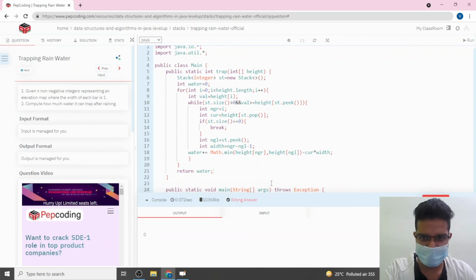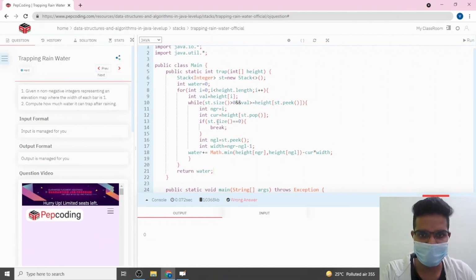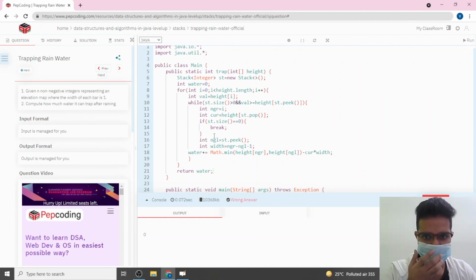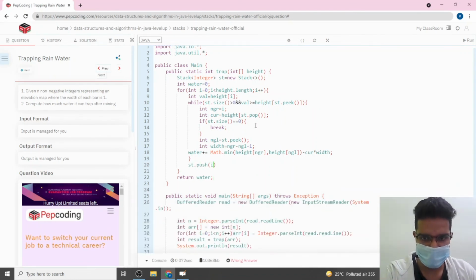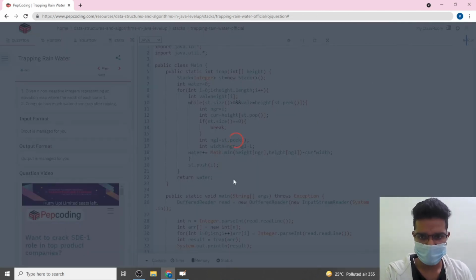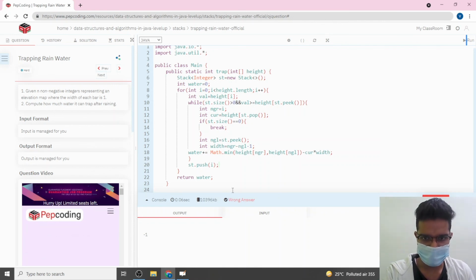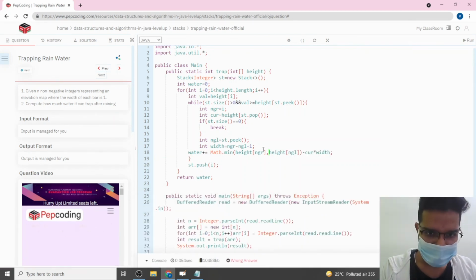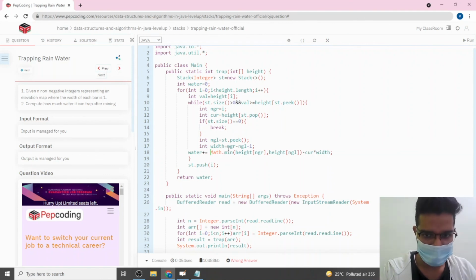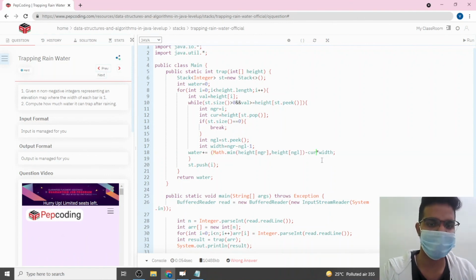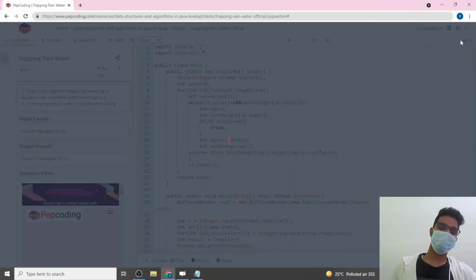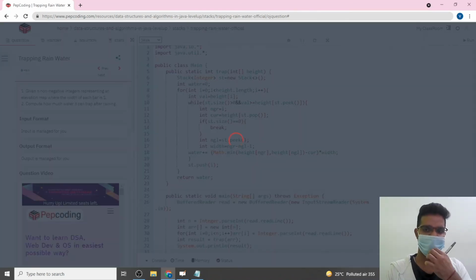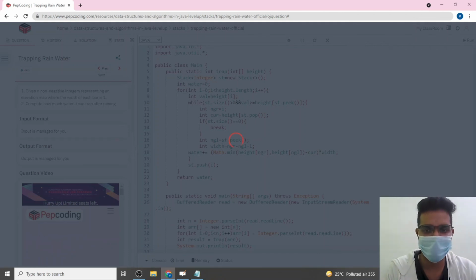Wrong answer. Let's see why. Okay, we have not pushed the element. Of course, we have to push the element. So here st.push(i), and now run it. Wrong answer. A very small mistake here. We forgot to add brackets. Of course, we need to add brackets, and then after we get the solution, we have to multiply it with our width. Should work now. Let's try running it. Perfect. Finally accepted. I know there were a lot of mistakes, but some mistakes happen. It's fine.